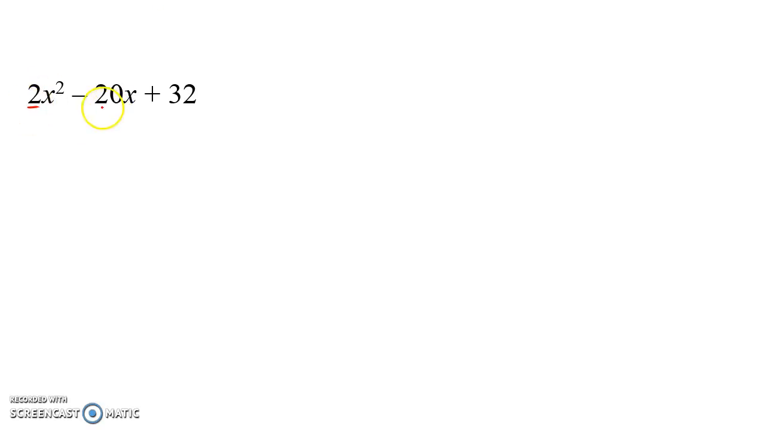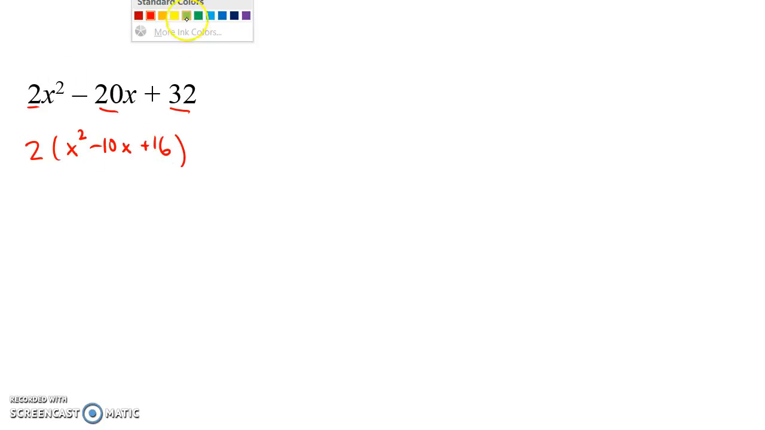So I'm looking at 2, 20, and 32. Well, the biggest thing that I'm able to divide out from all of those is the number 2. So since we've done this before, I'll just go quickly through that. I'll pull a 2 out. So I'm basically dividing each of these by 2, which leaves x squared left, -20 divided by 2, and 32 divided by 2.